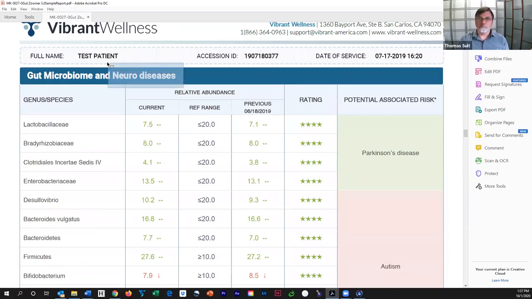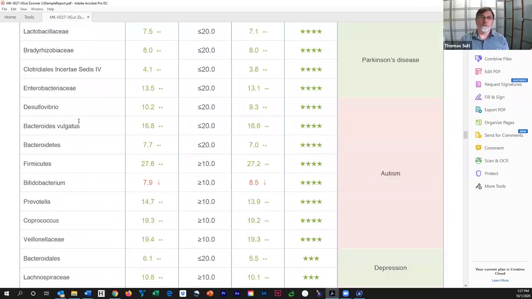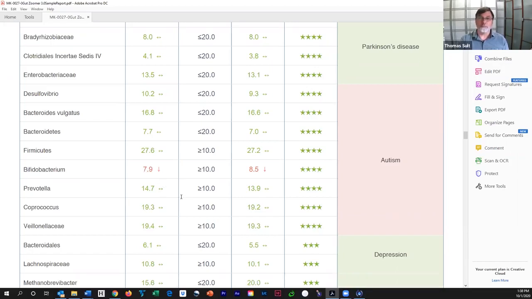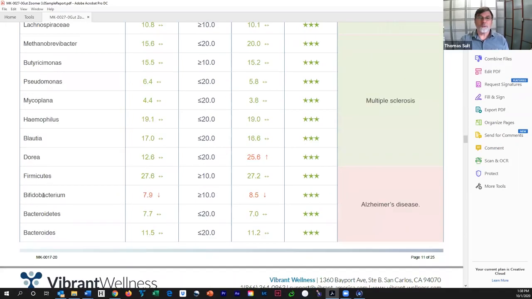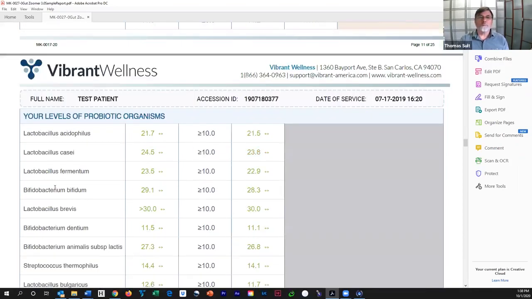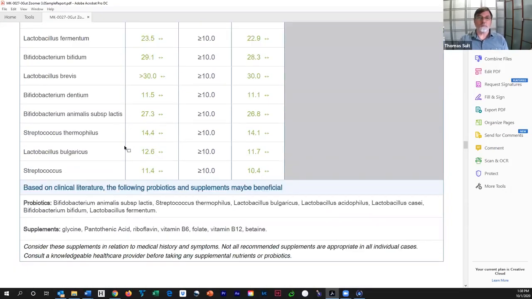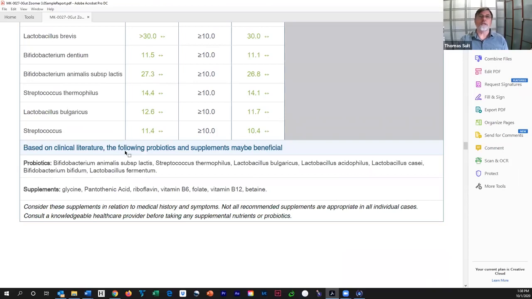And then neurological disease. So again, if you have this low bifidobacterium, because it was low once, it's going to be low every time, right? Does it mean you have autism? No. But if you have autism and this is low, correcting it may have an impact on some autistic symptoms. And same here, bifidobacterium again in Alzheimer's disease. All right, and here are the probiotic species associated with that area, and then the clinical recommendations again.